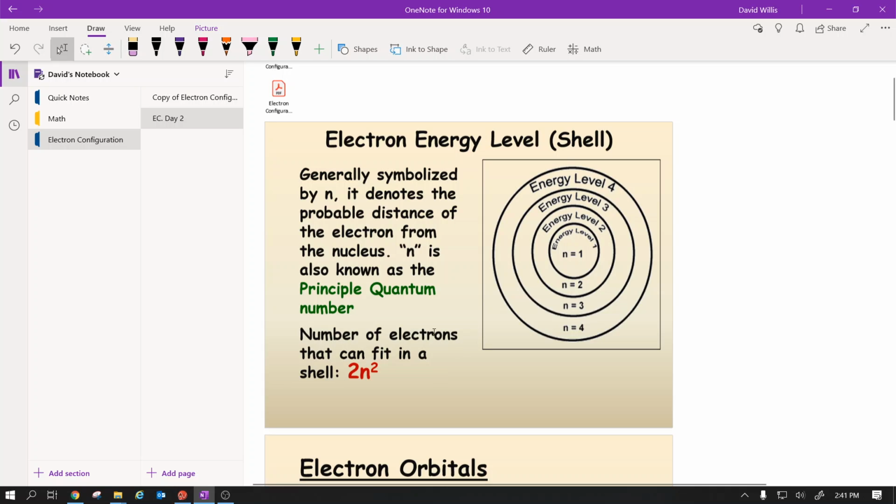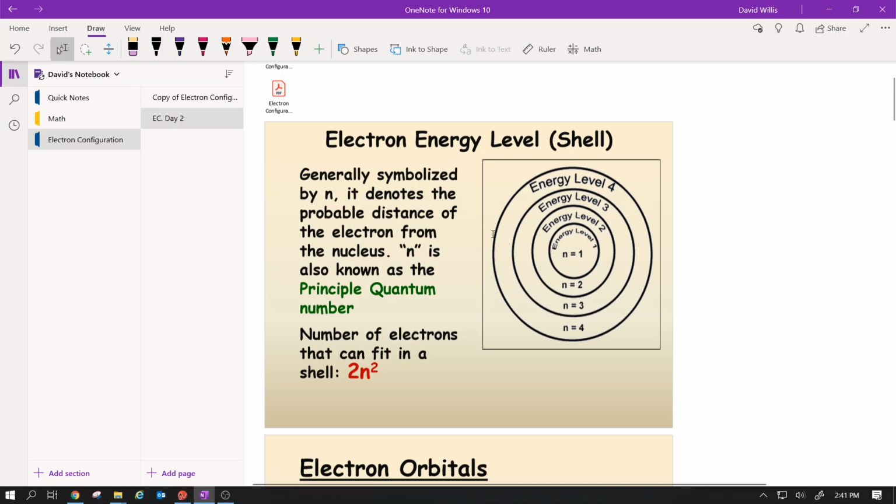Today we're going to continue talking about the electron configuration. So yesterday we talked about the fact that we have different energy levels. Okay, first energy level, second energy level, and so on. We said that those are identified by the principal quantum number, which is 1, 2, 3, 4.